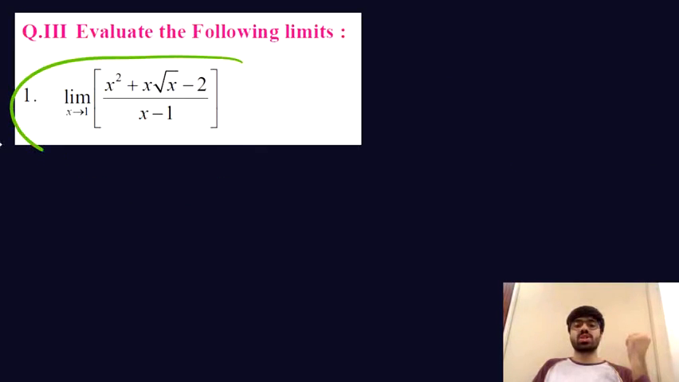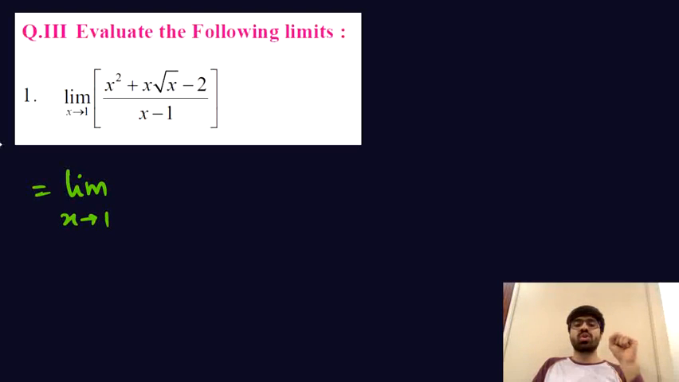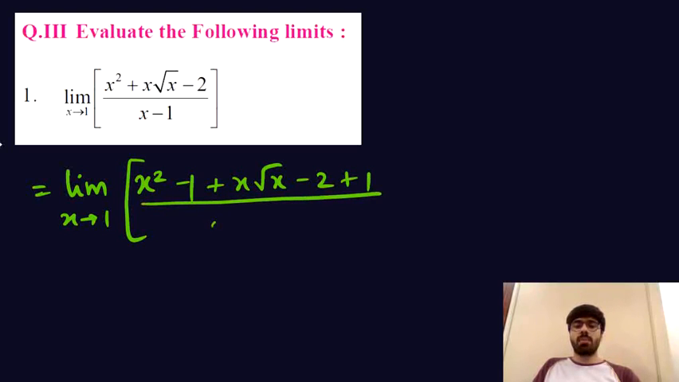Let's go ahead with the first question in main question number 3. Now this first question is a little tricky question, but if you have identified the method there, or if you have identified the step there, you are easily in a position to solve that question. So all you need to do is add and subtract a 1. Write the numerator as x square minus 1 plus x root x minus 2 plus 1 upon x minus 1. So what I have done is I have subtracted and added a 1 in that expression. X square minus 1, keep it as one single term. Minus 2 plus 1 will be minus 1.